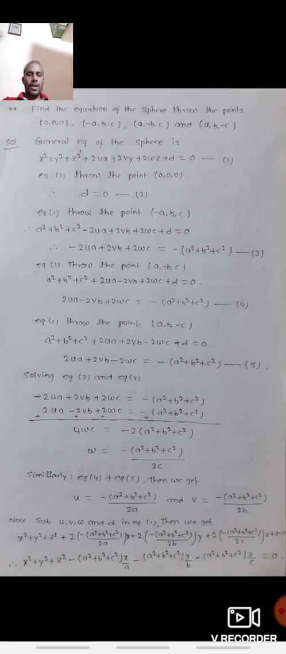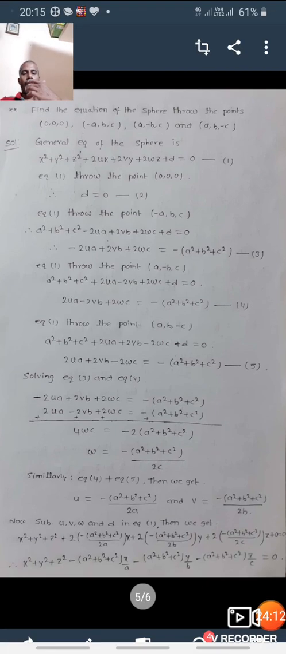Similarly, we can add equation 4 and equation 5. Then we get u = -(a² + b² + c²)/2a. At the same time, we can add equation 3 and equation 5. We get v = -(a² + b² + c²)/2b. Now substitute these values of u, v, w and d in equation 1. Then we get the equation of the sphere.